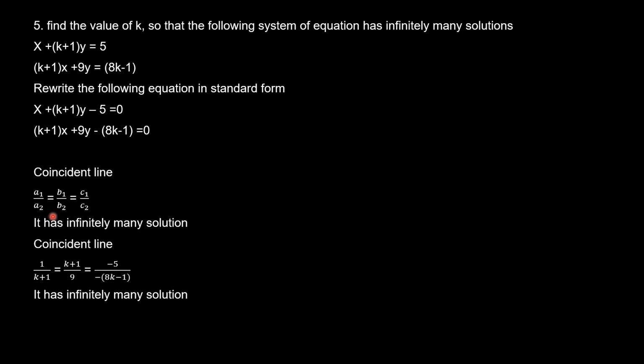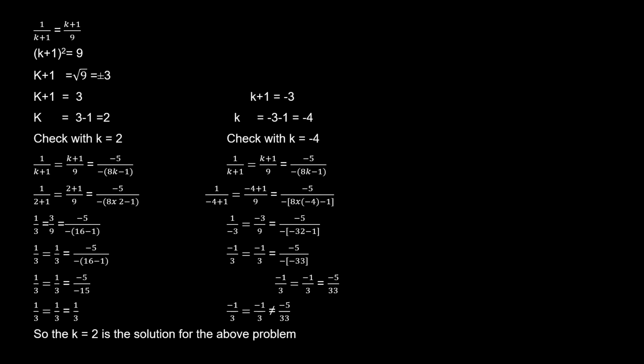Coincident means you know that a1 by a2 equal to b1 by b2 equal to c1 by c2, and it has infinitely many solutions. If there is no coefficient, you have to take 1 as the coefficient. Here, for x, 1 by k plus 1 equal to k plus 1 by 9 equal to minus 5 by minus 8k minus 1. So it has infinitely many solutions, and we are writing it like this.